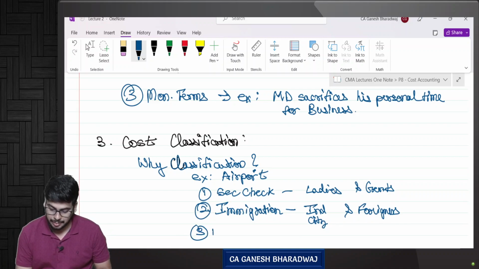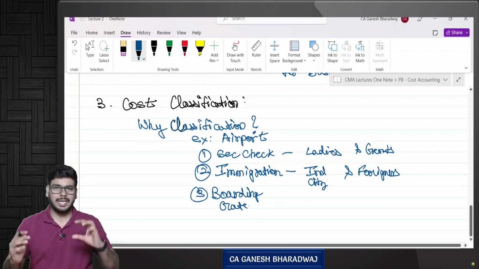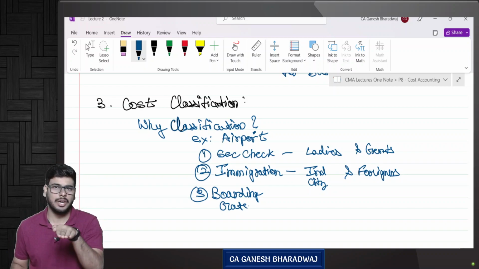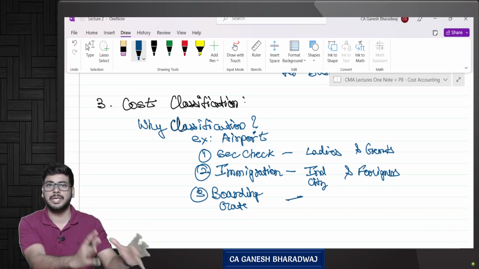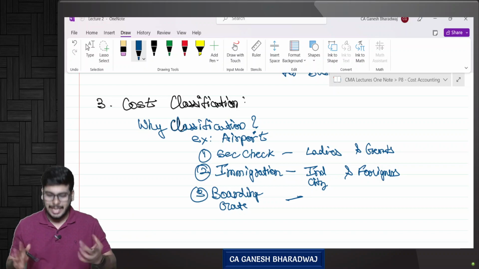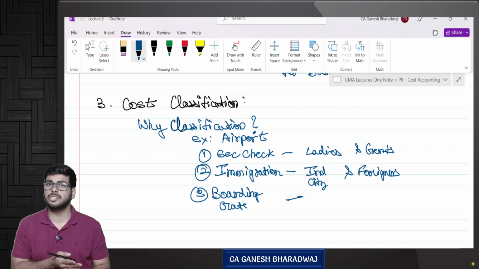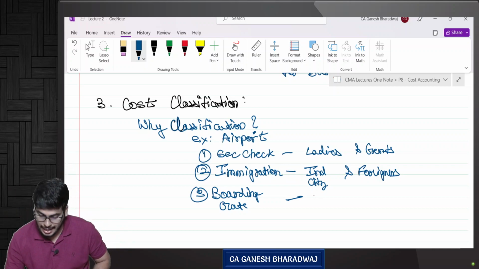Now, finally, there is something called a boarding gate. Using this boarding gate only can you enter the aircraft. At the boarding gate, the crew members of the airline company will be standing there. They are not bothered about ladies or gents, and not bothered about Indian citizens or foreigners. Here they will classify the same human beings as business class passengers and economy class passengers.